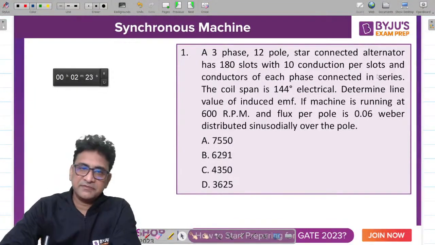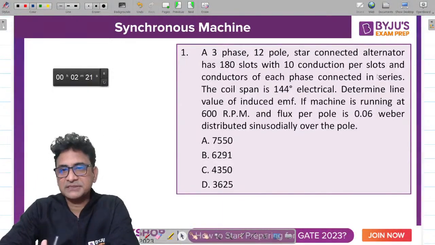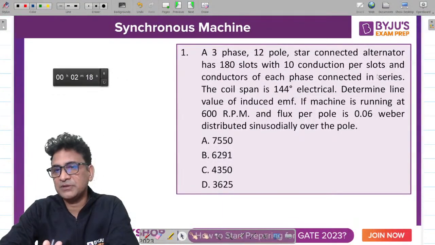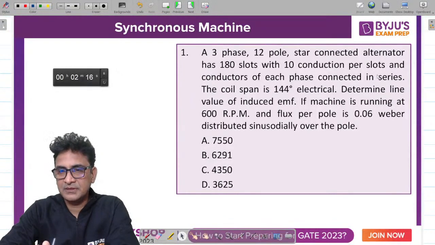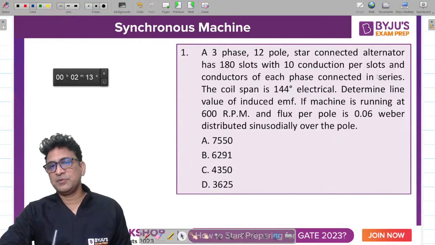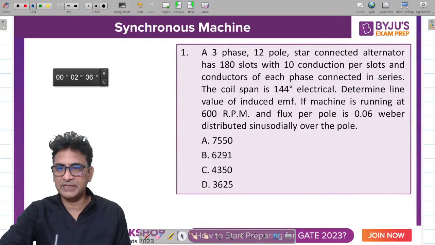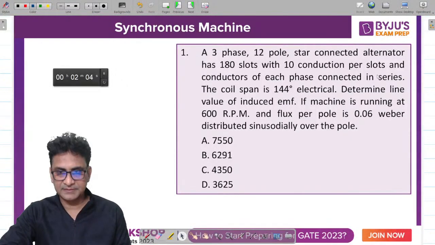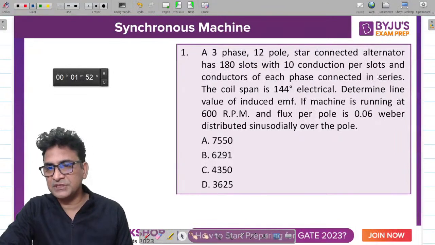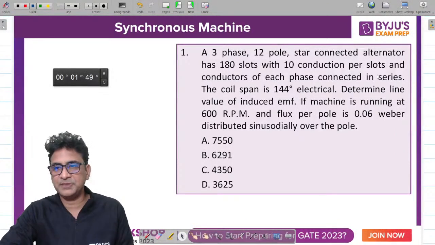I am just giving a hint. First find out the induced EMF per phase and from that then you find out the line EMF. Use the formula of induced EMF per phase first, then by using that per phase quantity find out the value of line EMF. In this alternator, we are using the short pitch winding as well as distributed winding.